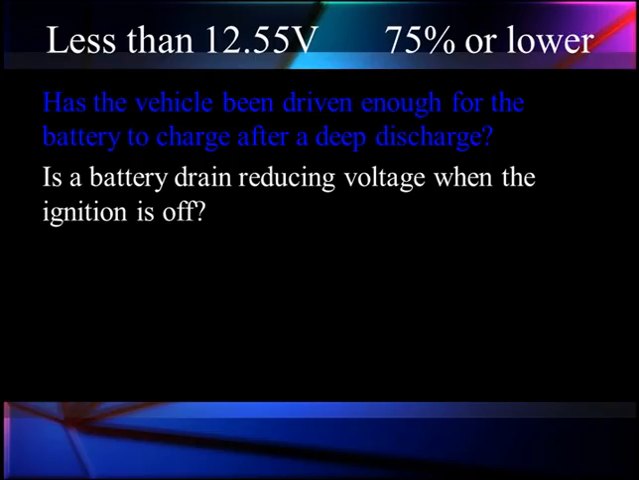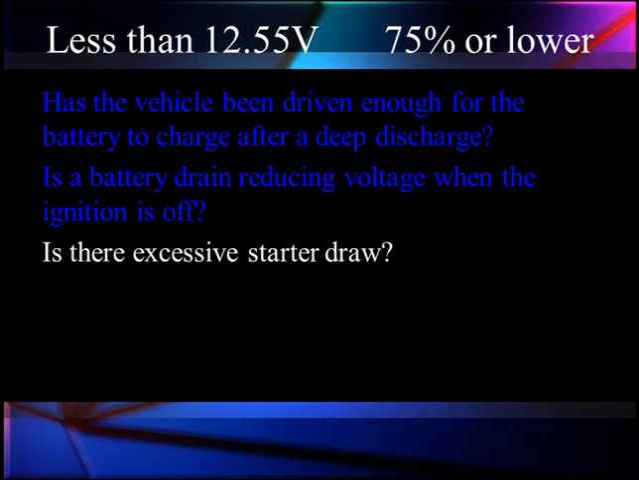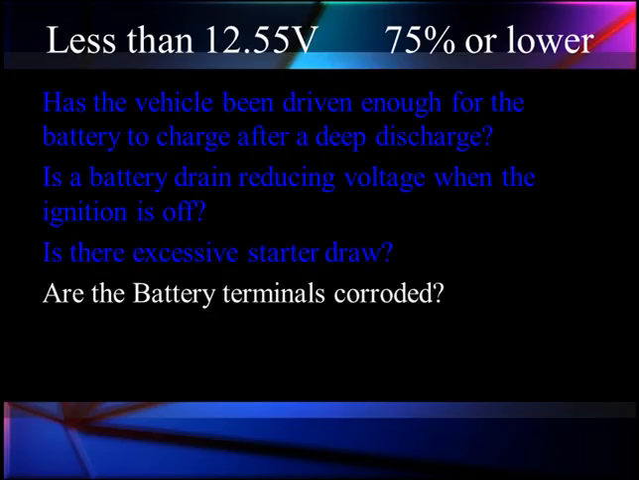Is a battery drain reducing voltage when the ignition's off? Is that the reason this might be lower charge than normal? You see where we're going? We're taking a simple voltmeter, cranking the vehicle 15 seconds, and finding out what the real state of charge is on the vehicle before we start jumping to conclusions or missing problems that could cause reliability problems. Is there excessive starter draw? A good battery cannot turn over a starter that's worn and drawing excessive current. Battery terminals corroded. We have seen so many battery terminals corroded in the last few years, it's scary.